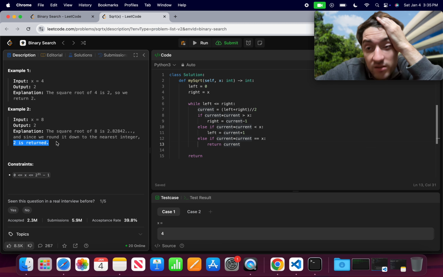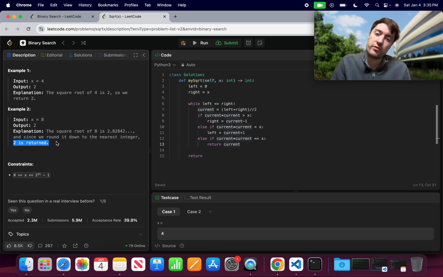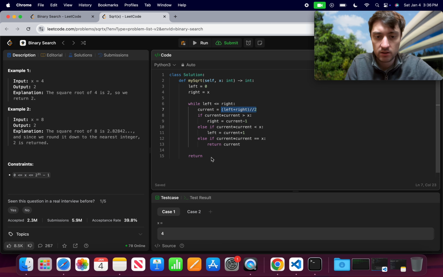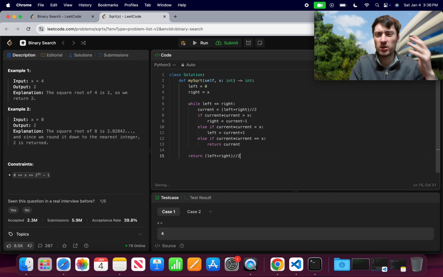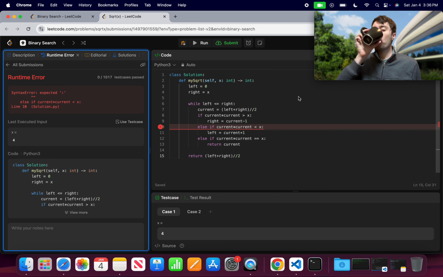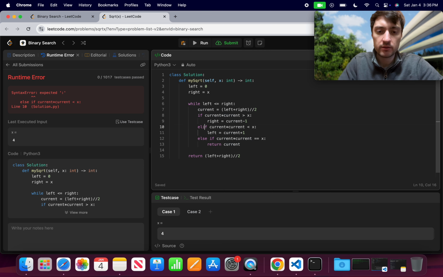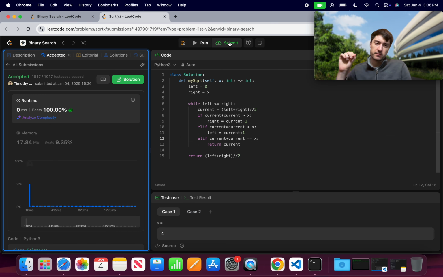So how do I take into account that fact? Can I just do this right here? I'm not sure if I can. Let me see if this works, and if it does, then I'll spend more mental energy actually trying to analyze it. No, it doesn't. Elif. Okay, so let's see if this works. Okay, so it did work.